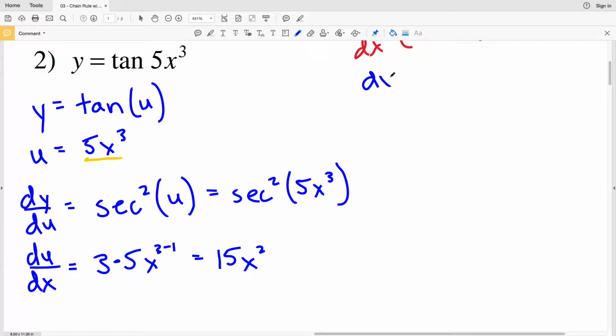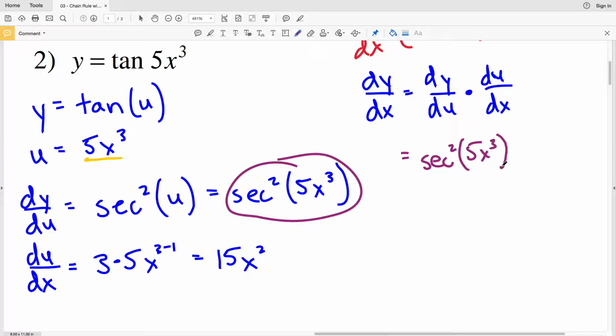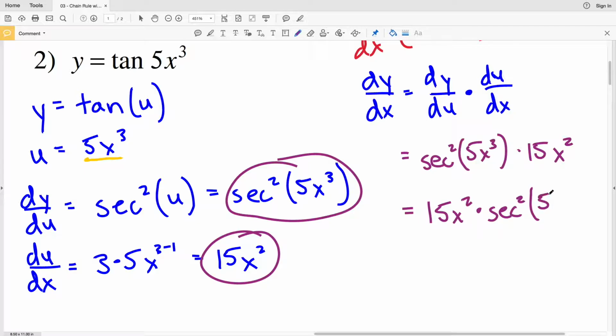So for the chain rule, dy dx is equal to dy du times du dx. For dy du, we got the secant squared of 5x cubed, and for du dx, we got 15x squared. So our solution for the derivative of y with respect to x in number 2 is going to be 15x squared times secant squared of 5x cubed. And that's our derivative in number 2.